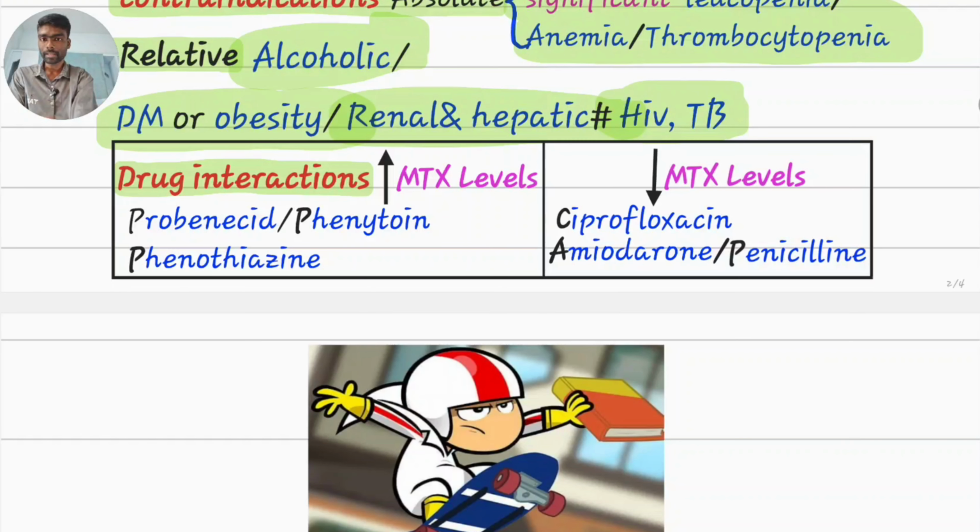Coming to drug interactions, probenecid, phenytoin, phenothiazine, triple P elevates methotrexate levels. CAP, ciprofloxacin, amiodarone, penicillin decreases methotrexate levels. What are the drugs contraindicated along with methotrexate? Whatever the drug which also inhibits folic acid metabolism, we have to prevent. Why? It will also lead to myelosuppression, leading to significant pancytopenia. Examples are dapsone, sulfonamide, cotrimoxazole.